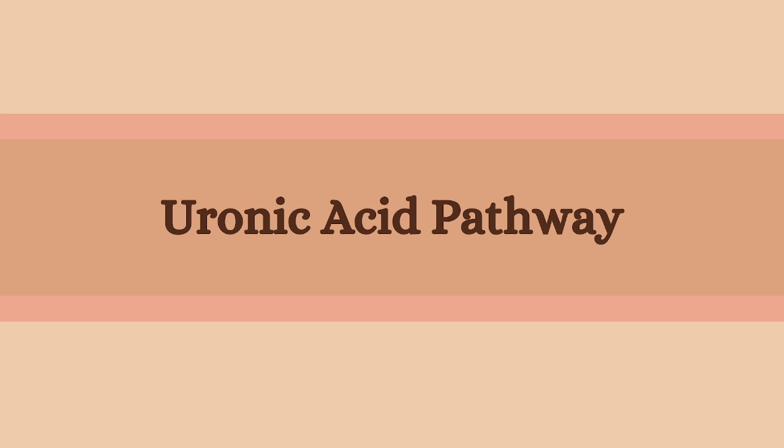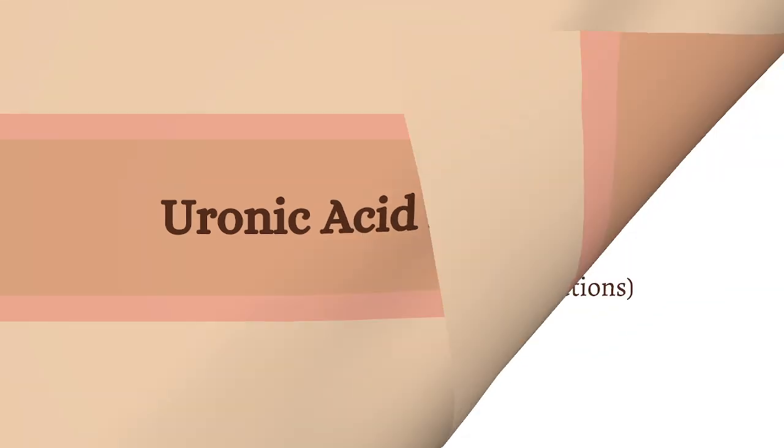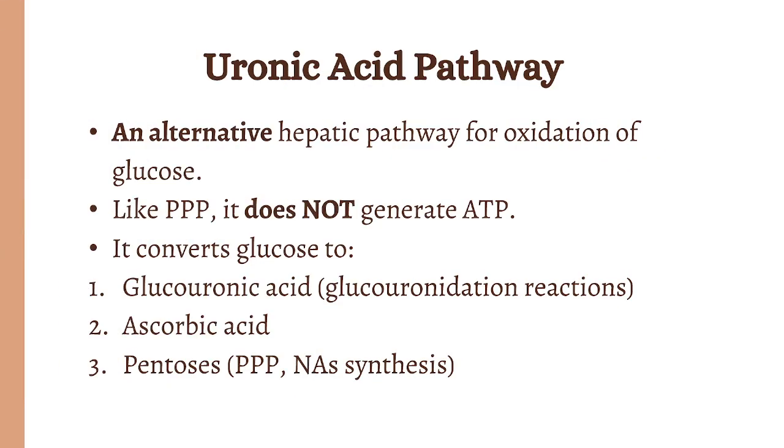And the last section of our discussion today is the uronic acid pathway. The uronic acid pathway is an alternative hepatic pathway for oxidation of glucose, albeit a minor one, and like the pentose phosphate pathway, the uronic acid pathway does not generate ATP. Its role is to convert glucose to glucuronic acid, which is needed for glucuronidation reactions, to ascorbic acid, vitamin C, and to pentoses, which will join the pentose phosphate pathway of nucleic acid and nucleotide synthesis.